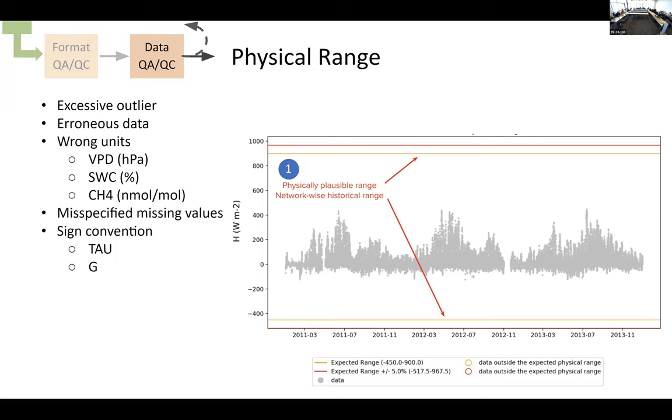For some variables, we probably don't know the physical range, it's just not defined. So we use the range of all the data we see in the database. We have more than 400 sites right now across different biomes and climate regions. We use that to build the distribution of the upper and lower levels of the variable. When the variable gets submitted, we check if any value is outside of this range. Sometimes this can be used to identify a wrong unit, a switch, a misspecified missing value, or sometimes just a site convention in the system.